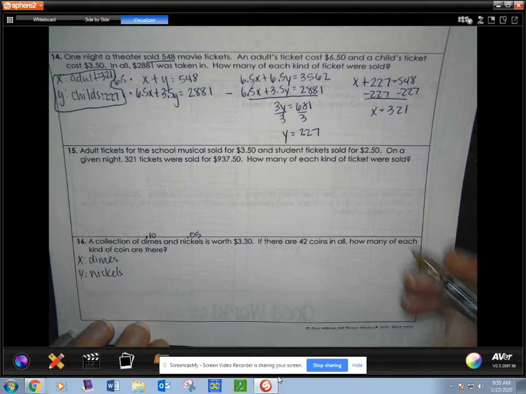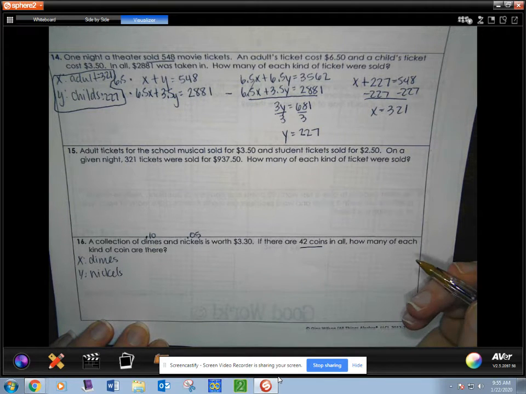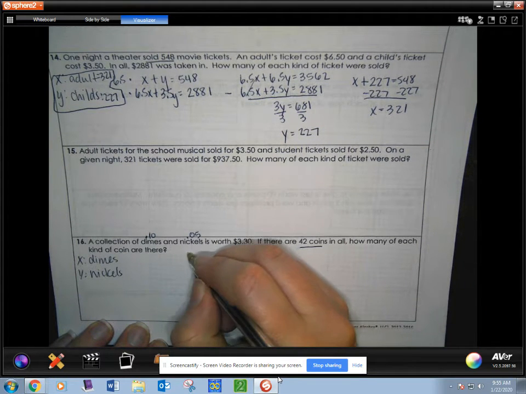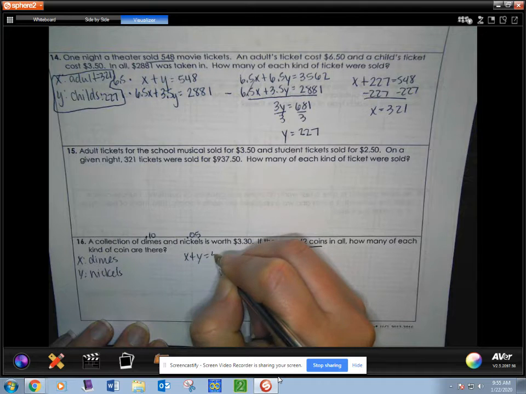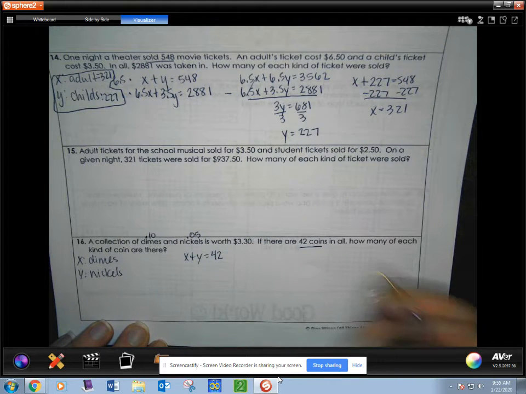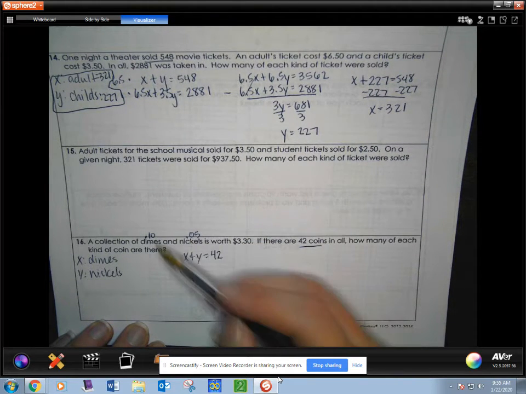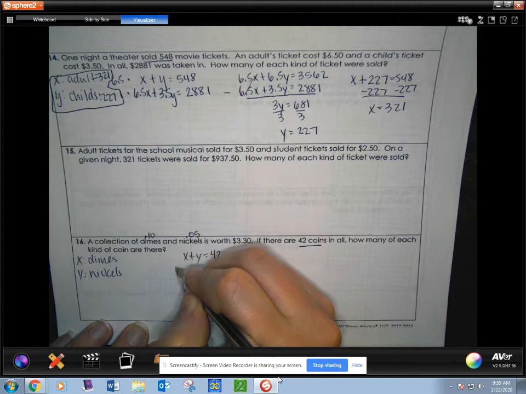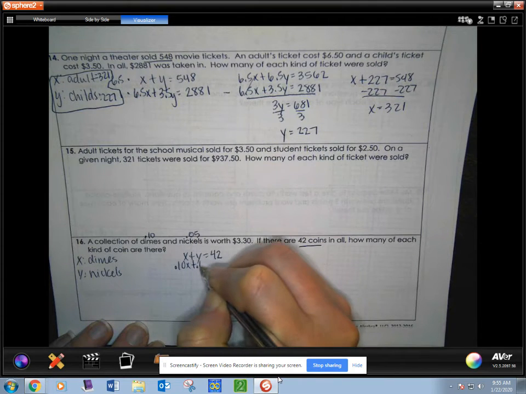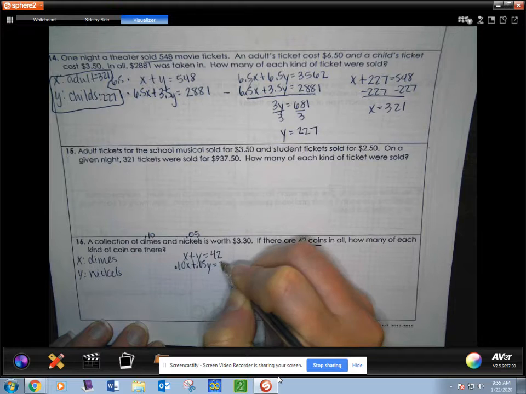So I know that there's a total of 42 coins. I don't know how many of each. So this is your x plus y equation, and it equals 42. And then we keep money with money. So now that I know the value of each, we're going to do 0.10x plus 0.05y, and it equals $3.30.